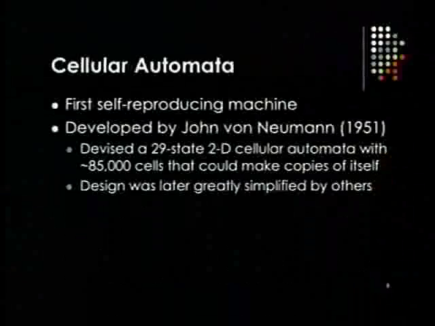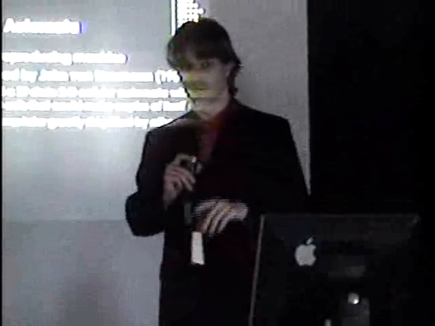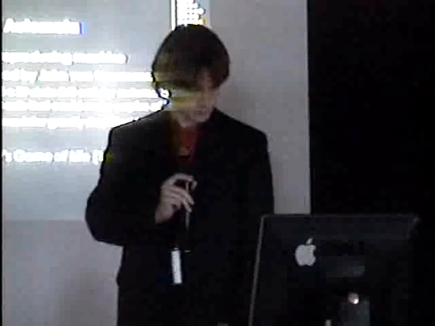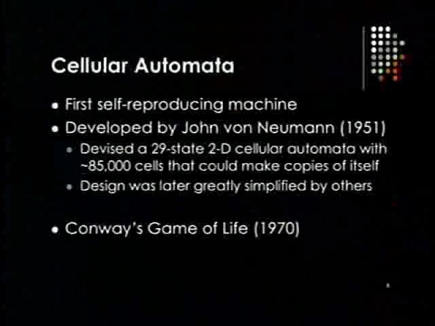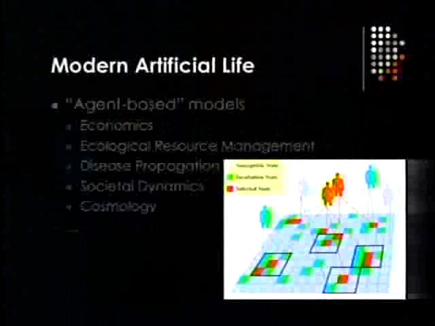So John von Neumann developed the first self-reproducing machine in the form of cellular automata. And an interesting point: Neumann initially thought that, looking at the biological world, something of this kind of complexity would be required to have sufficient self-reproduction. And these days, we've come up with much, much simpler systems that are able to reproduce themselves. So, Conway's Game of Life, another version of cellular automata. So, yeah, you all know about that. Okay, now let's move to modern artificial life.